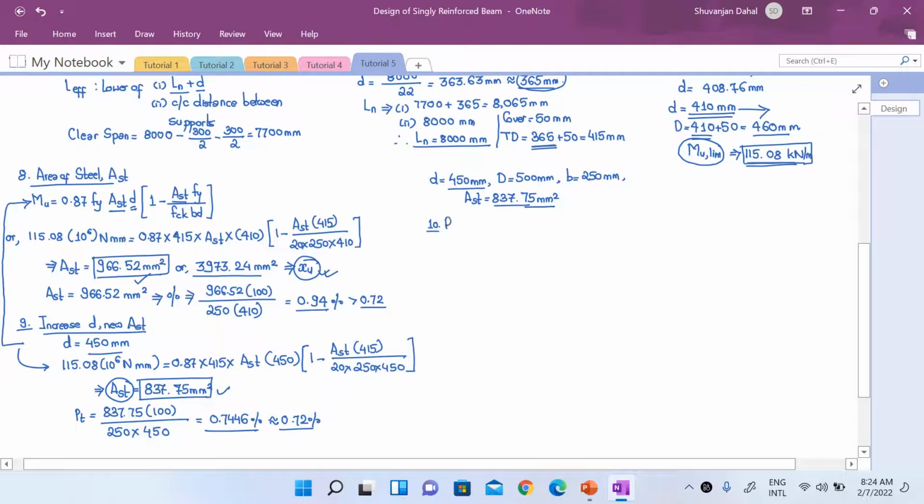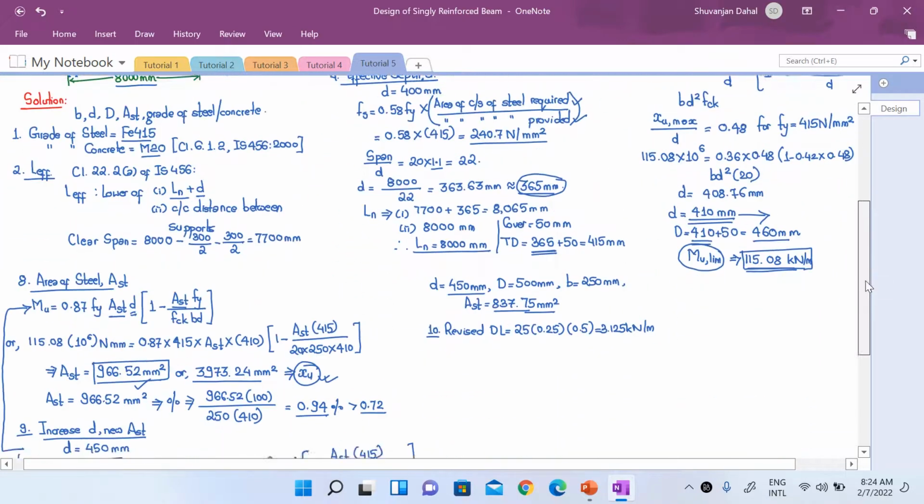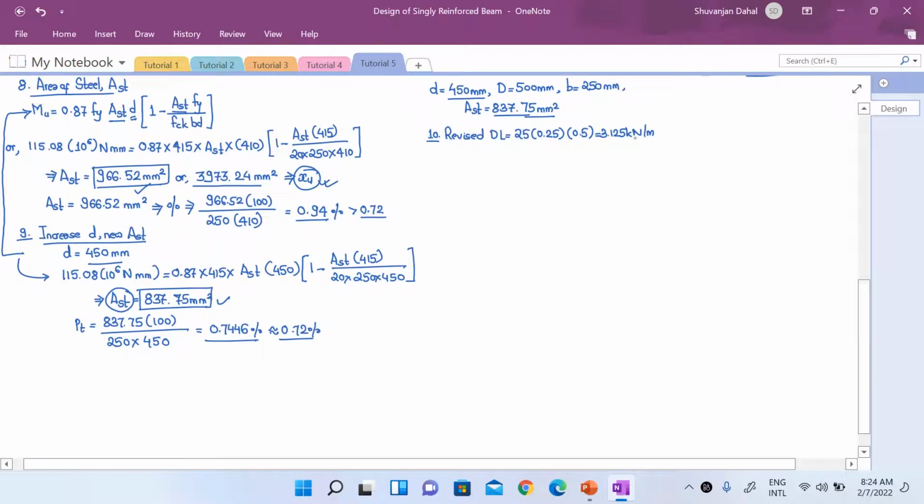So our revised dead load is the unit weight of concrete, 25, into the width of our beam, 0.25 meter, into the depth of our beam, which is now 500 mm total depth, so 0.5. This comes out to be 3.125 kilonewton per meter. If you remember, previously we adopted the total depth as 450 mm and only got the dead load as 2.59 kilonewton per meter, but now this has increased to 3.125 kilonewton per meter.